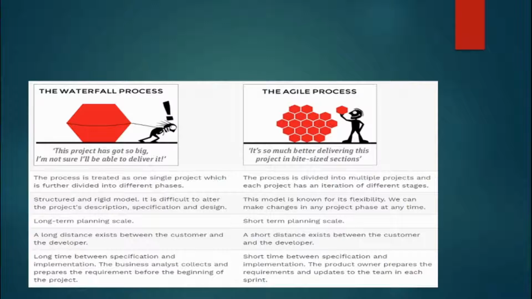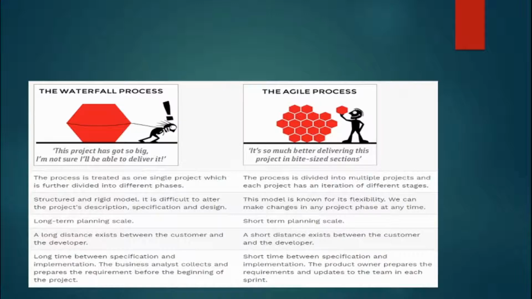The waterfall process has a rigid model. It is a rigid and structured model, and it is very difficult to alter the product or the project's description, whereas the agile model is known for its flexibility. We can make changes in any project phase at any time. The waterfall model is long-term planning scale.